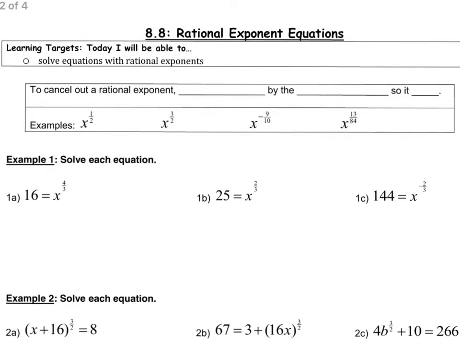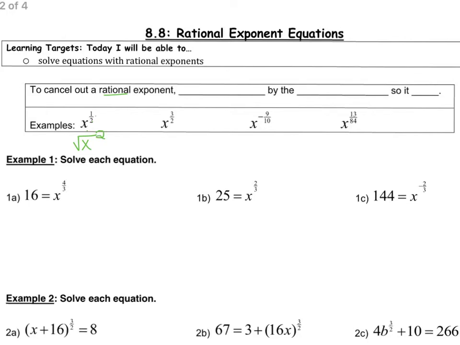Today we're learning how to solve rational equations, so we need to figure out how to cancel out rational exponents. So how do you get rid of an exponent when it's a fraction? If you look at x to the 1/2 right here, and you remember that that's the same thing as the square root of x, it's just like asking yourself, how do you get rid of a square root? Well, the opposite is to square it.